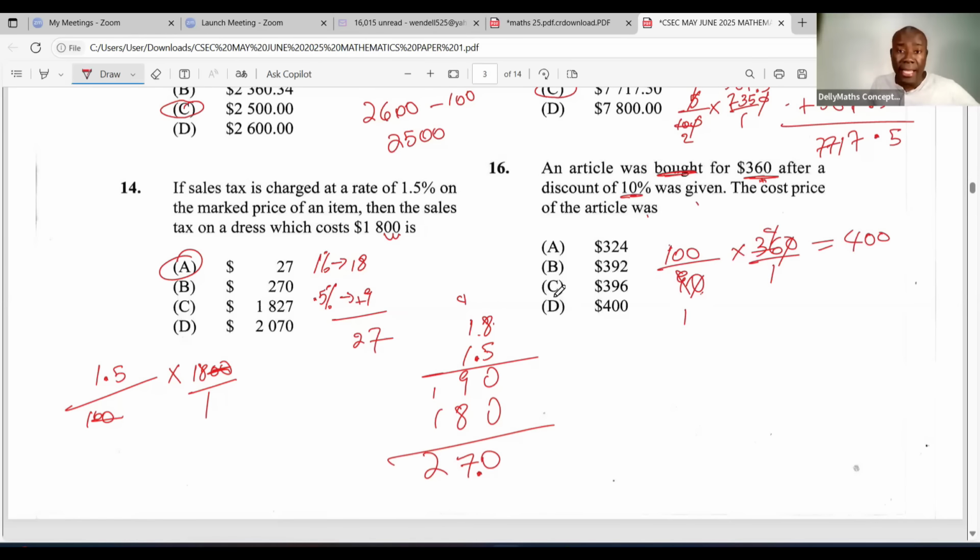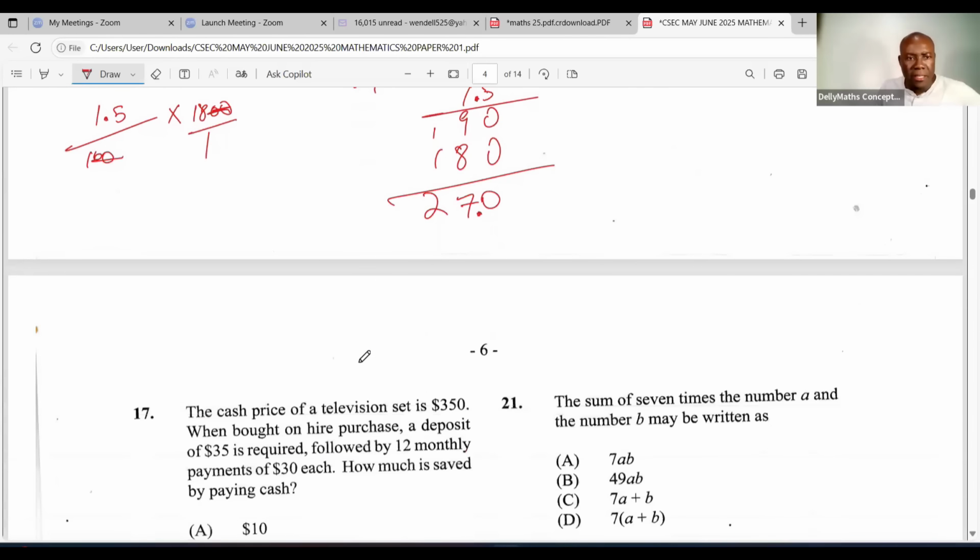Take off, this is the answer. This is the original price. So find 10% of this and subtract it, and you will get the discounted price. So that's what they want, the cost price. And the key thing is after the discount. So that answer there is D. Come on, let's go. 17.